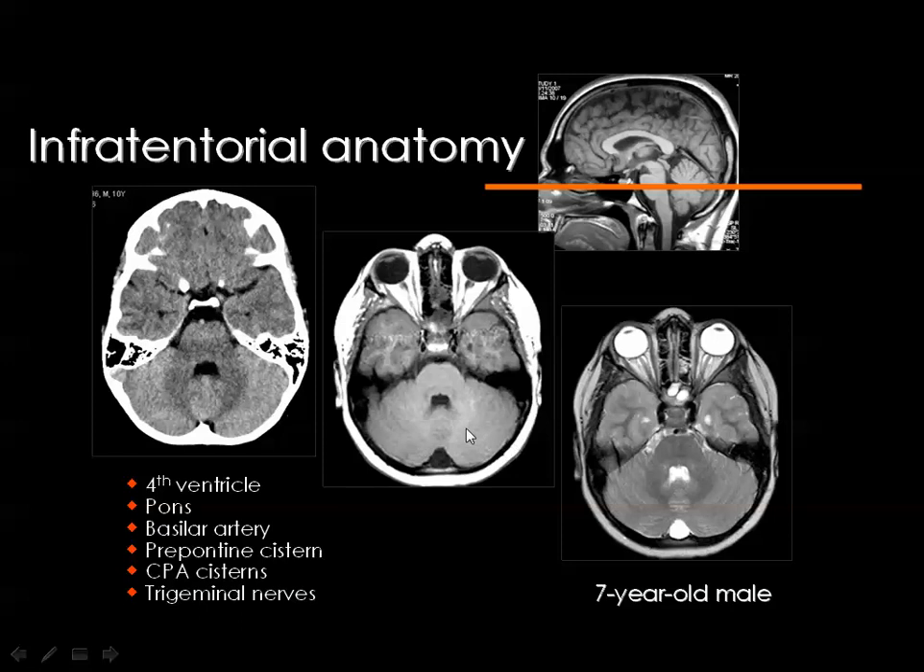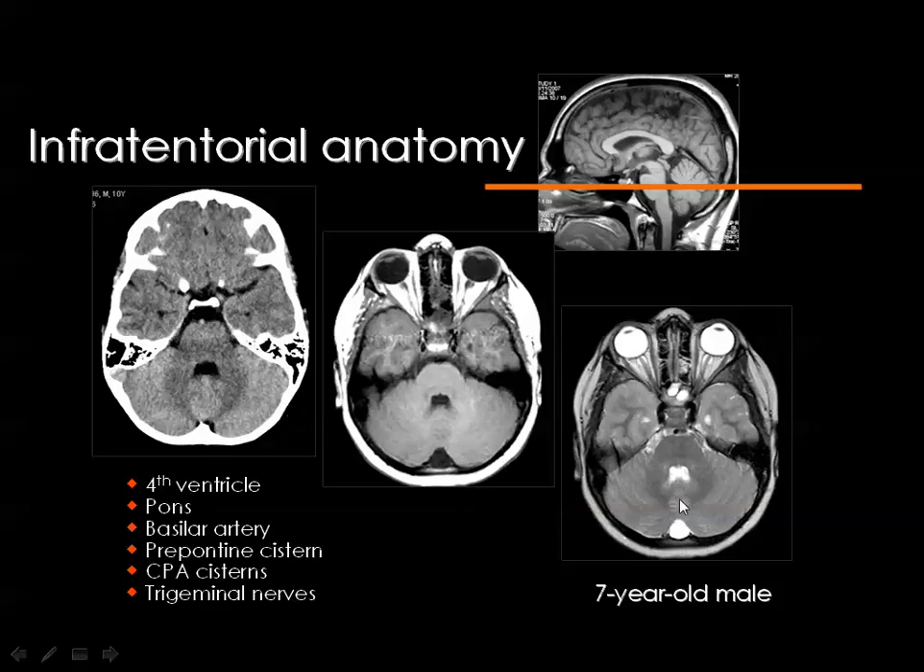The same anatomy is seen in both MR images, and this is the fourth ventricle, left cerebellum, right cerebellum, cerebellar vermis, and this is the pons. And you can see the basilar artery here, and you know that all arteries and the flowing blood in the MRI will appear black because of the signal void.